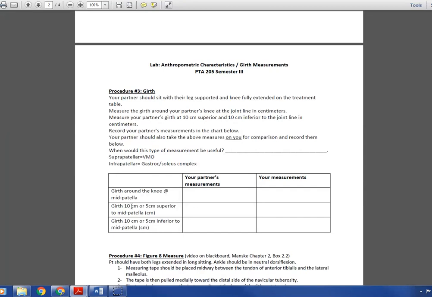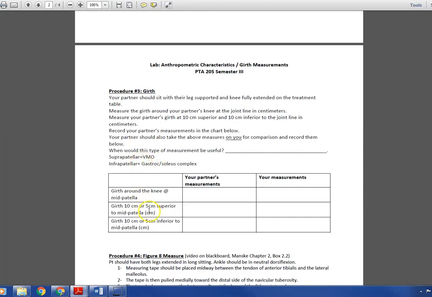Something to also keep in mind is that if we're measuring superior to the mid-patella, we're going to be essentially also taking girth measurements of our quadriceps muscle. So superiorly, we often will be measuring the VMO, so that vastus medialis oblique branch of the quads, and this is going to be slightly different on each individual. So practice on several partners in lab this week so that you can identify different locations or positions of where the VMO might be the largest, and make note of that.